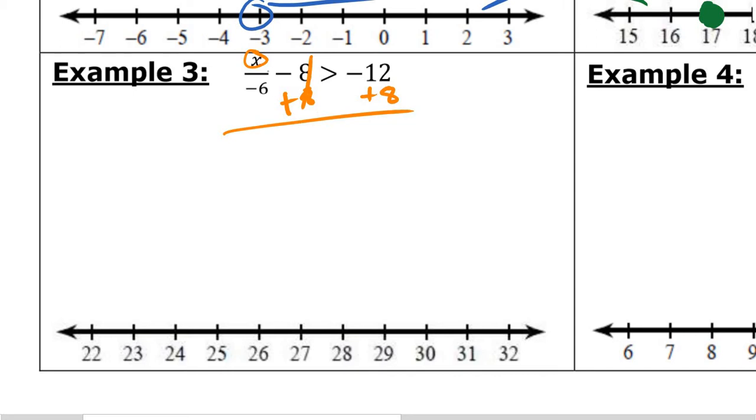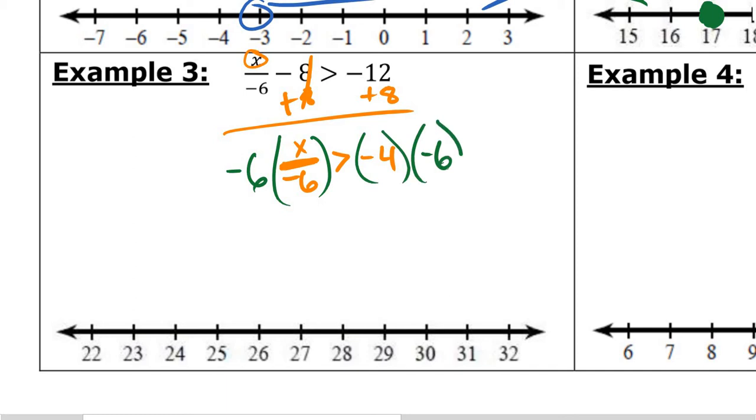The 8's are gone. I'm left with x over -6 is greater than -12 plus 8. I'm left with -4. Positives and negatives cancel like that. I still have this -6 in the way. To get rid of the -6, I have to do the opposite of what it's doing right now. It's under a division line, so that means it's being divided. So the opposite of division is multiplication. Times 6, if I do it on one side, and it's got to be times -6 to get rid of the negative. If I do it on one side, I have to do it on the other, times -6.